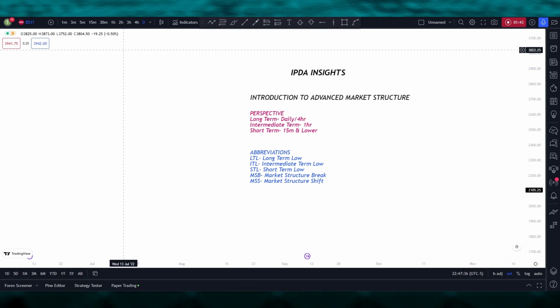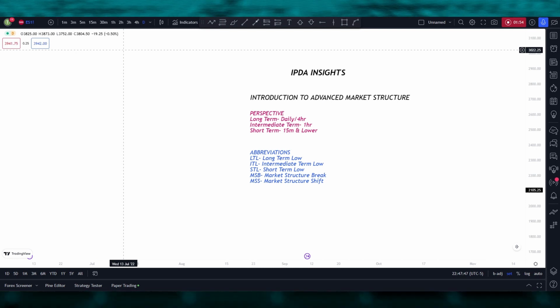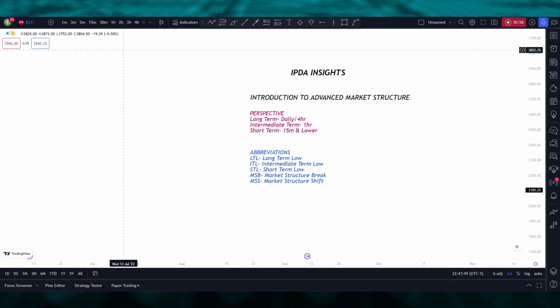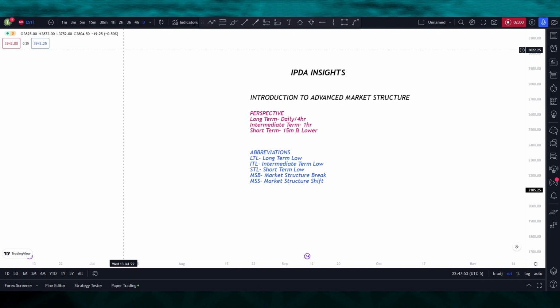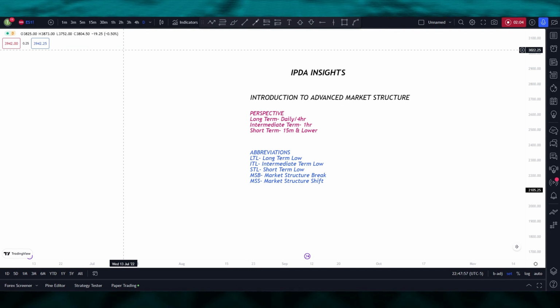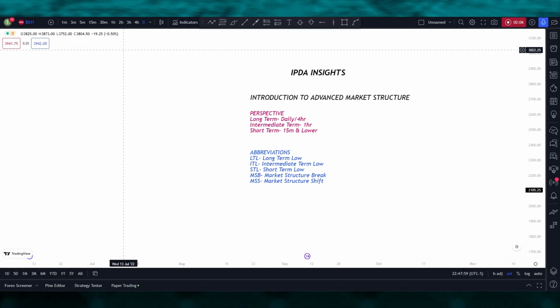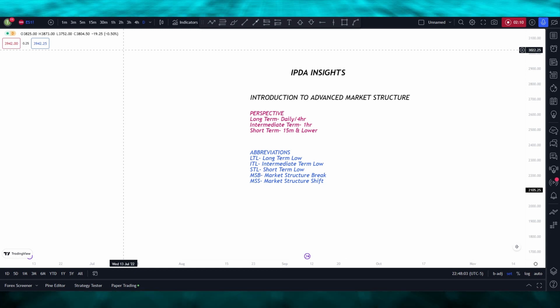So, what do we have as IPDA Insight? We have brought upon a way of viewing the market from a science perspective. What do I mean by that? If you're viewing something from a science based perspective, then you need to have some form of consistency, some predefined context, and predefined ways of looking at the market.